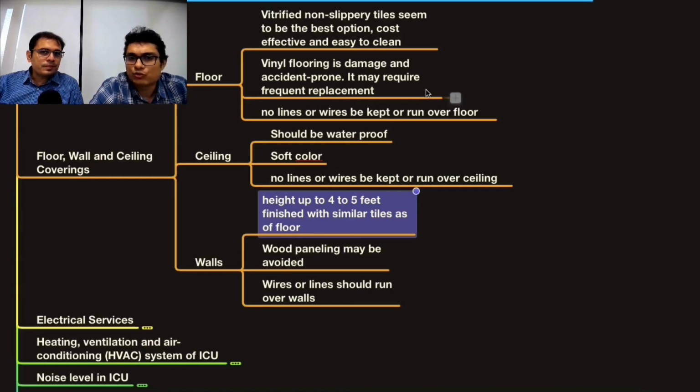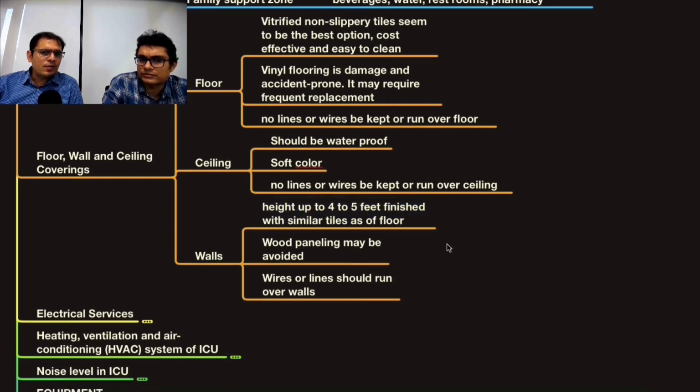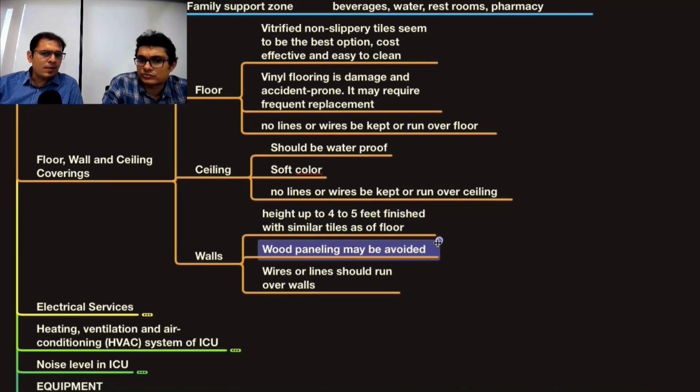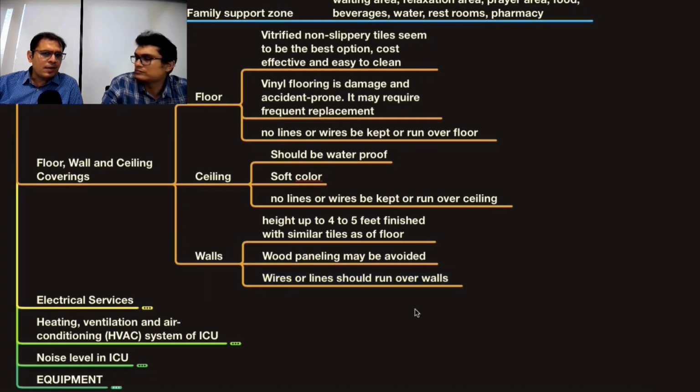Coming to walls, the height up to 4 to 5 feet should be finished with similar tiles as the floor. It is easy to clean. Wooden panels should always be avoided, because if wood becomes wet, it is not waterproof, and then it is a source of infection. Water will go into it, and then microbacterial growth will happen.